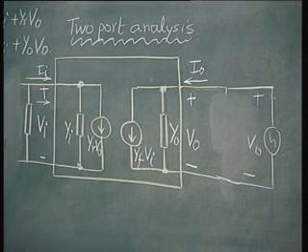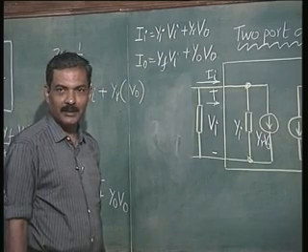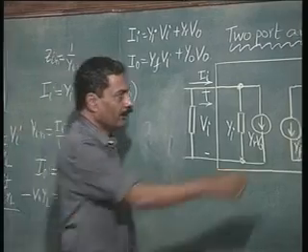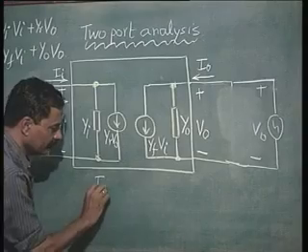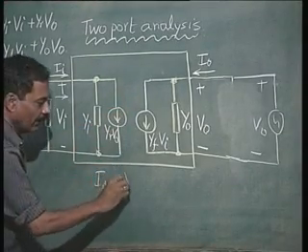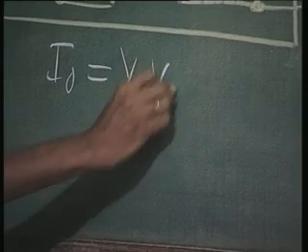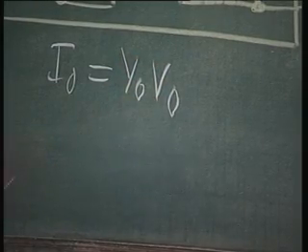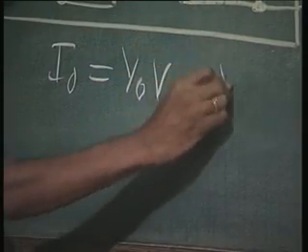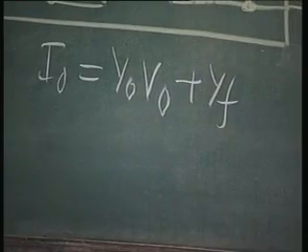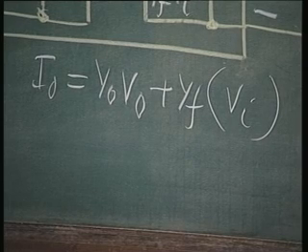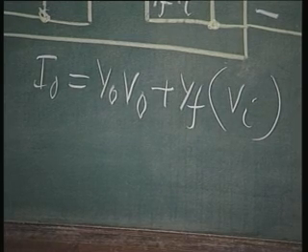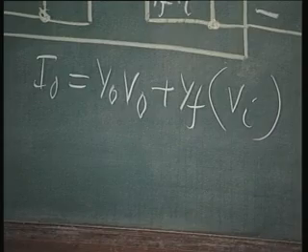The circuit looks exactly similar to the circuit that is used for evaluating the input admittance. If you notice, V naught is what I am applying here, and I have to evaluate I naught. I naught is given by Y naught V naught. This is the second equation, Y naught V naught plus YF into VI. This VI I have to replace in terms of V naught. Then I will get the relationship between I naught and V naught.